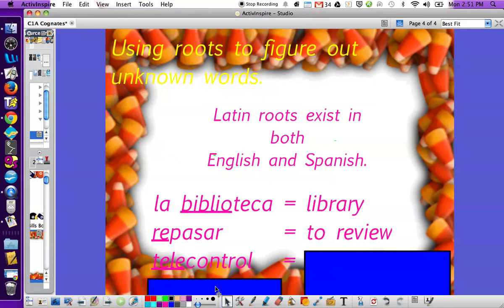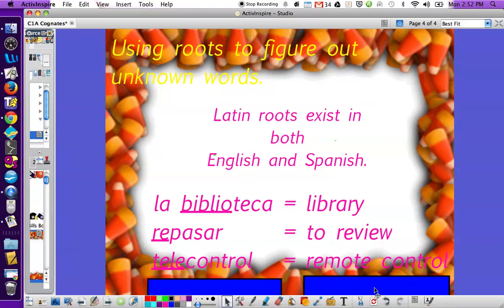And finally, we have telecontrol. Well, tele. I know some other words in English that have tele, like telephone and television. And control is a cognate because it's the word control. So telephone control, well, that doesn't make much sense. But television control, that sounds like it could be pretty familiar. And that's exactly what it is. Telecontrol means remote control. So using my knowledge of roots and using my cognate told me what that word actually meant.